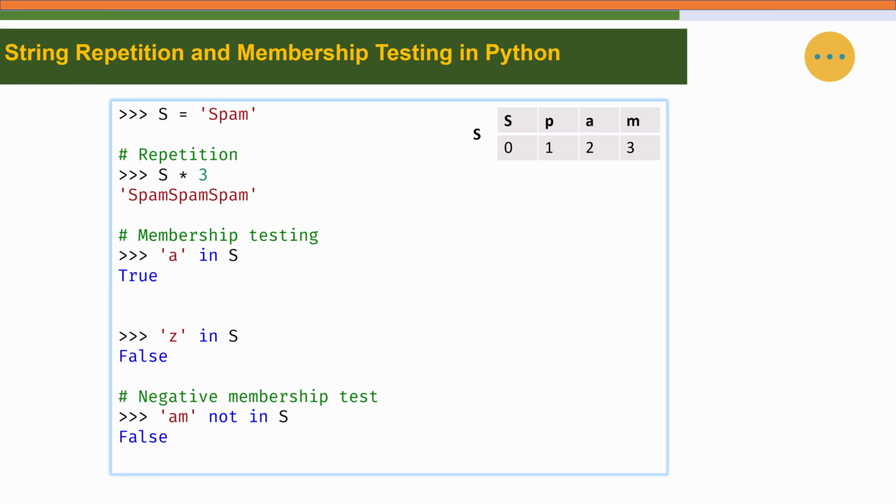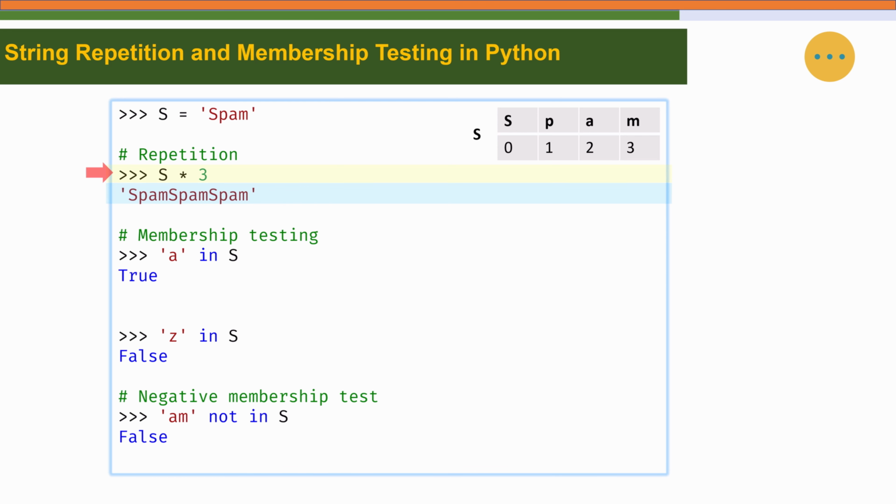Let's look at two more common operations you can perform with strings, that is repetition and membership testing. First, look at the repetition operator, that is represented with an asterisk sign. When you multiply a string by an integer, Python repeats that string that many times. For example, if you write s * 3, this gives you the string with the word spam repeated 3 times. This doesn't modify the original one, remember, as strings are immutable. Instead, Python creates a new string that is a concatenation of 3 copies of spam. This operator is really handy for tasks like generating repeated patterns, formatting, and creating separators in text output.